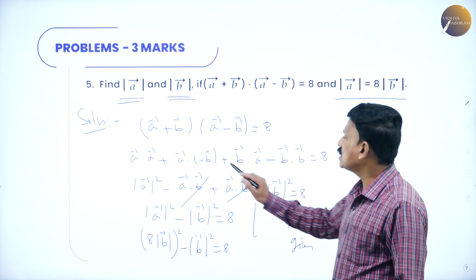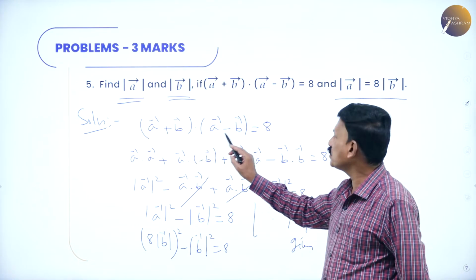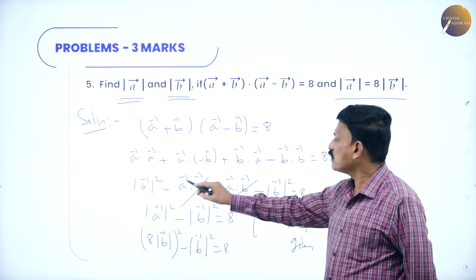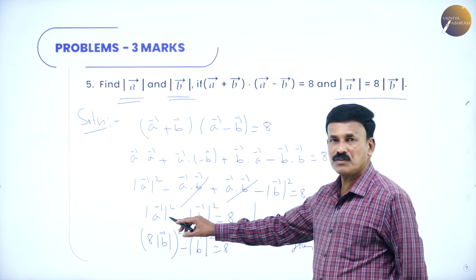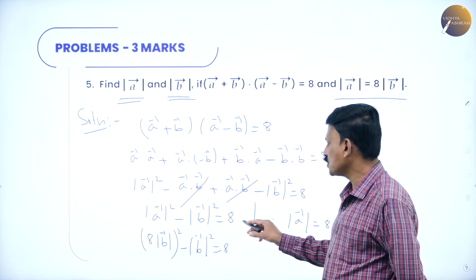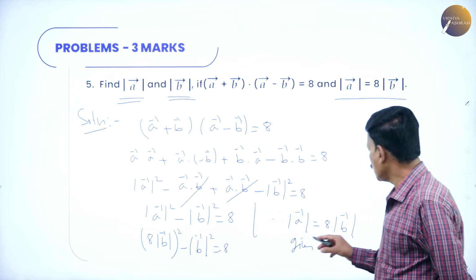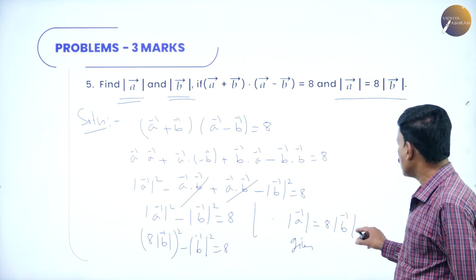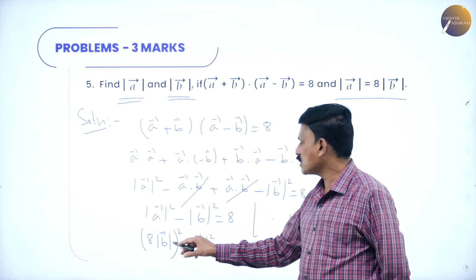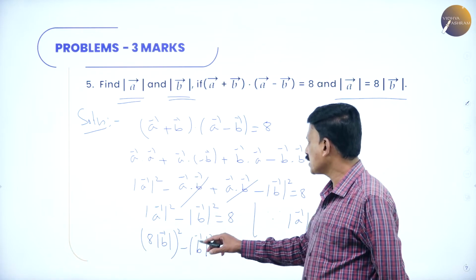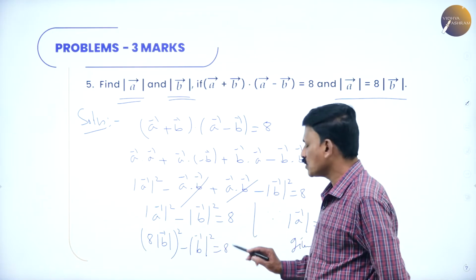See here. This is given: vector A plus B dot A minus B is equal to 8. Simplify, we are going to get length of A square minus length of B square is equal to 8. Since length of vector A is 8 times the length of vector B, 8 times the length of vector B whole square minus length of vector B whole square is equal to 8.